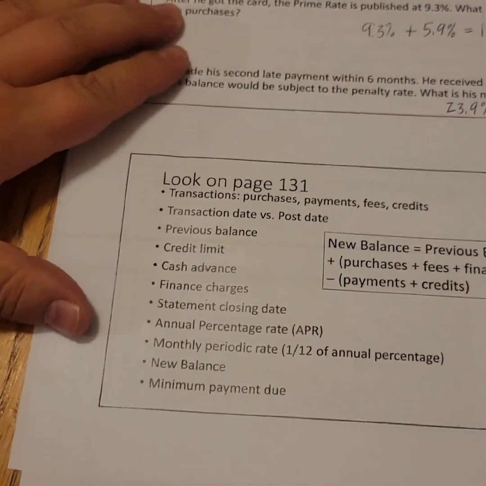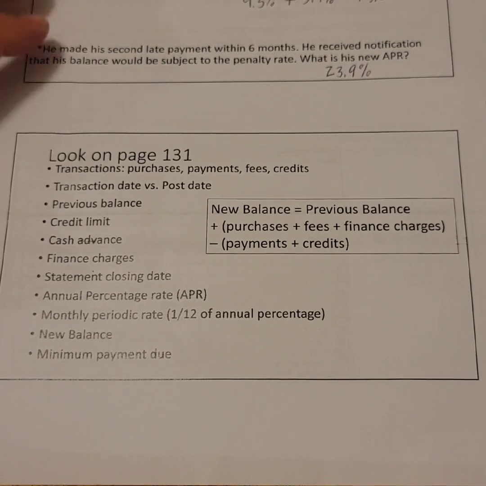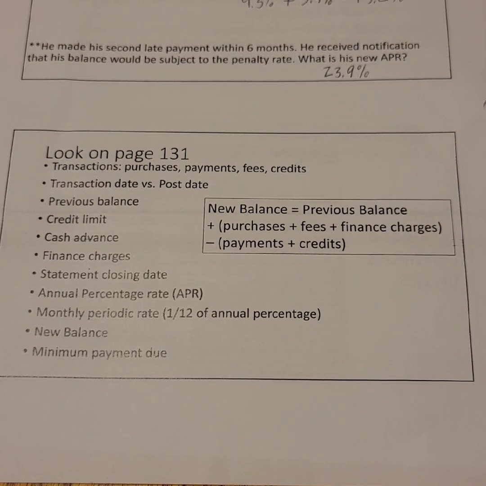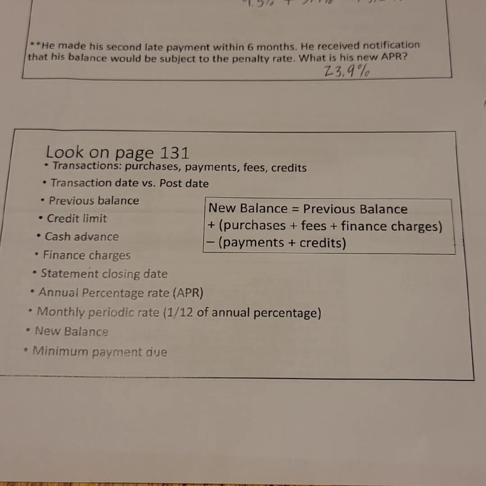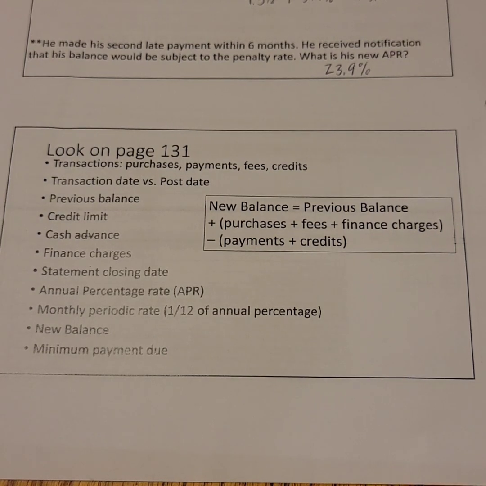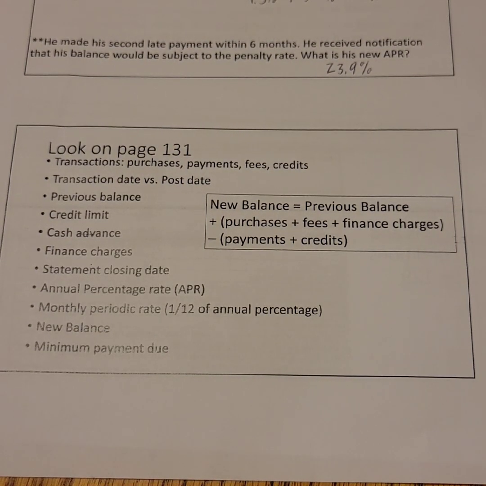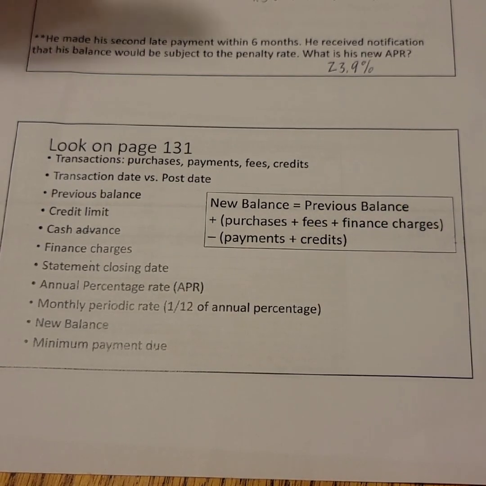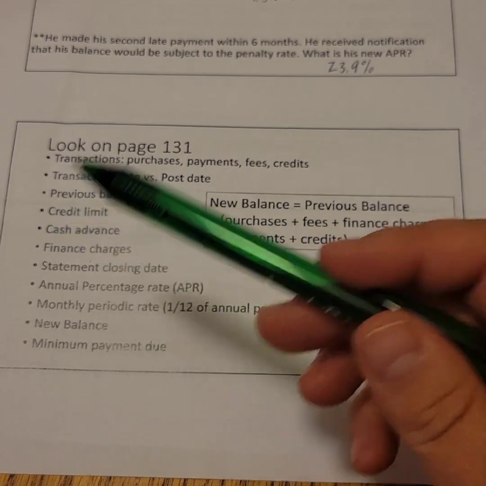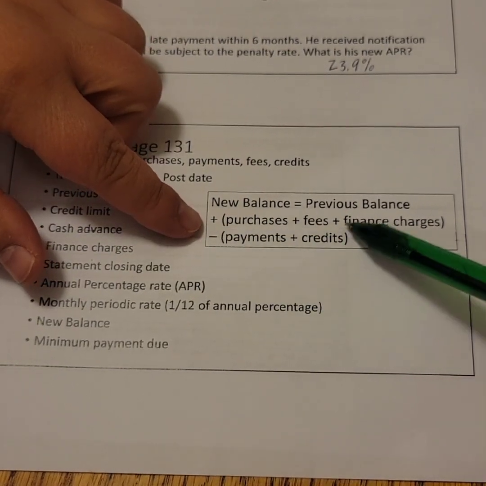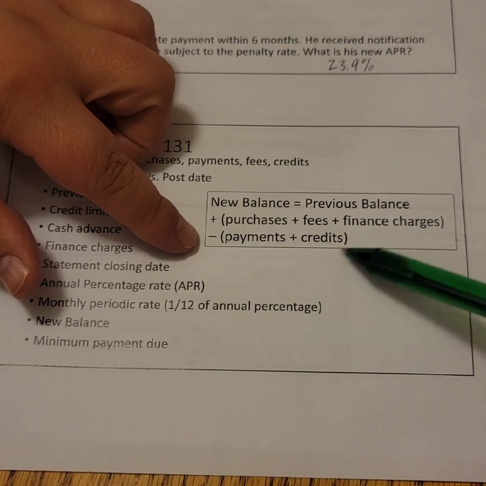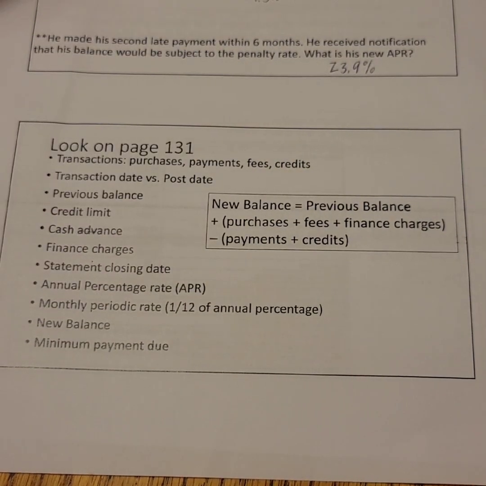Then on page 131, if you want to look at that, we have new balance equals the previous balance, or what you didn't pay off from the previous month, plus any purchases, fees, and finance charges. And then if you made any payments, they would be subtracted, and any credits. So if you returned items, okay?